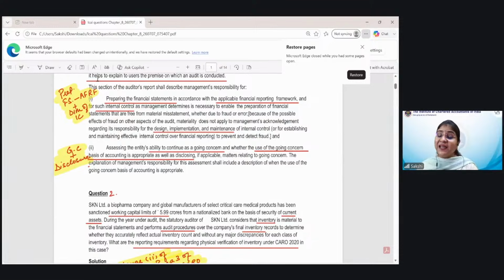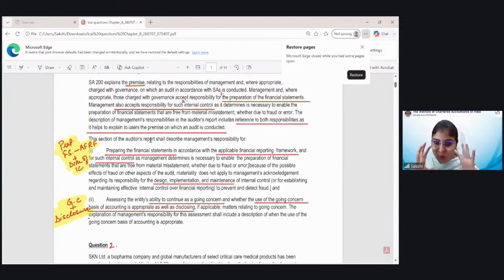Next, assessing the entity's ability to continue as a going concern and whether the use of going concern basis of accounting is appropriate, as well as disclosing, if applicable, matters relating to going concern. The explanation of management's responsibility for this assessment shall include a description of when the use of going concern basis of accounting is appropriate. Okay, so whatever answer is given here on this screen is for you to also elaborate, but you can shorten this answer, keeping in mind the keywords and explaining in your own words.